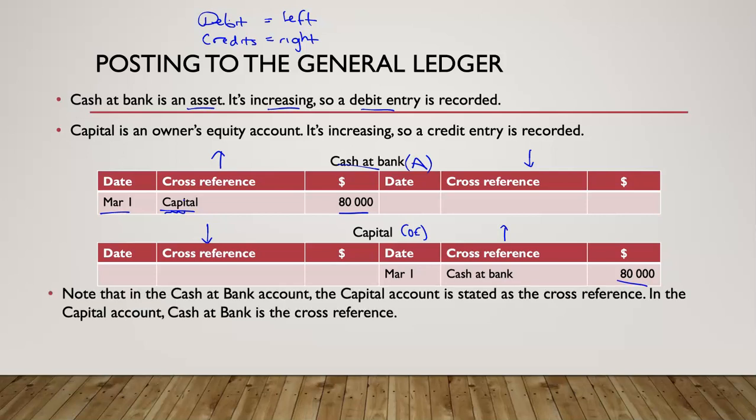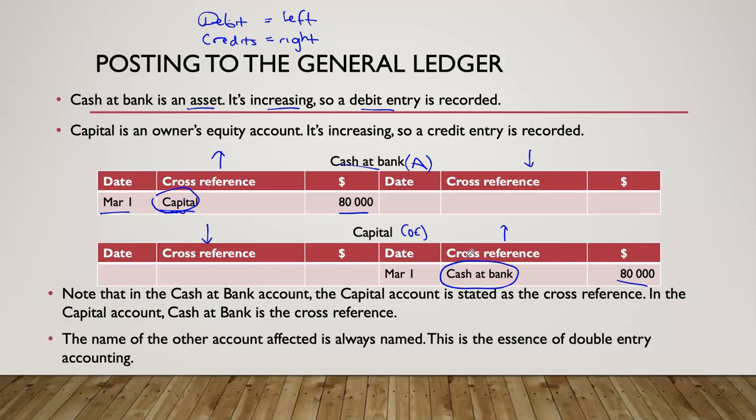Now, you might be noticing, why have I written capital here and cash at bank in my cross-reference? The cross-reference is the opposite part of the transaction. When we do a debit of $80,000, I need to write in the cross-reference section, what is the other side of this transaction? What is the credit to this debit? And this was my capital account.